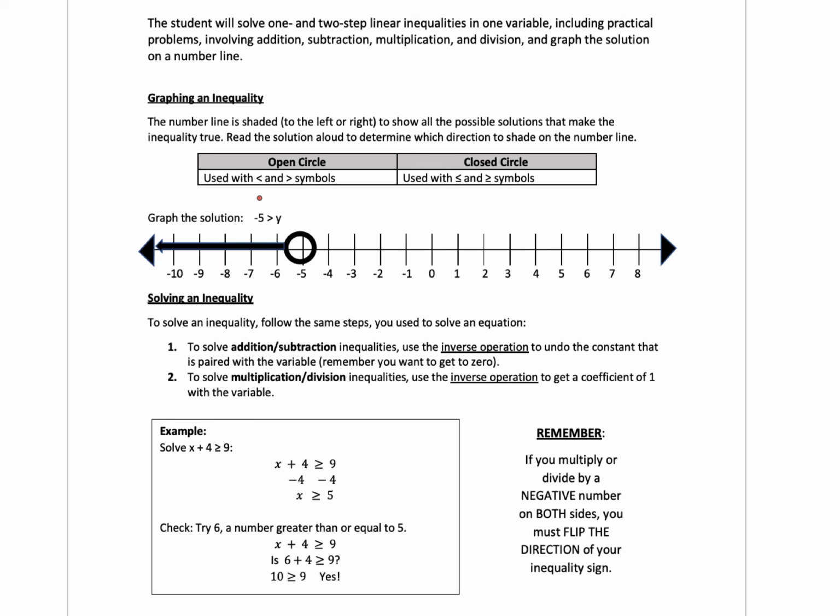So when we graph the solution of -5 is greater than y, remember our lowest numbers are down here on the left of our number line, whereas our greatest numbers are to the right. Graphing the solution of this, -5 is our number, so that's where we put our circle. And since we don't have a line under our greater than symbol, it's not filled in here. It's an open circle. Now y is our variable. It's touching the little side of our symbol. So we have the little side touching y. That means we need to go towards the little numbers or the lowest numbers, and that's why we shade to the left here.